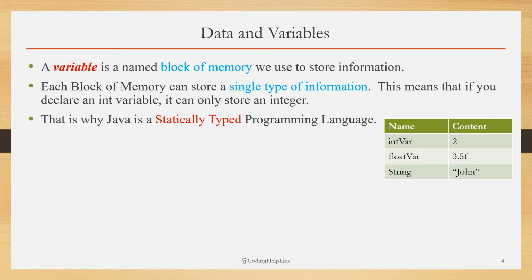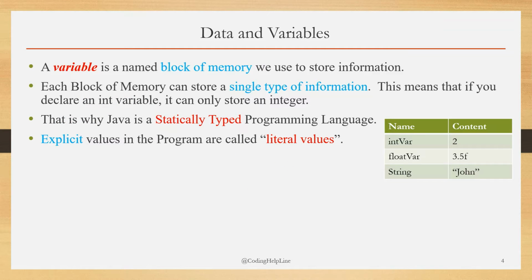That is why Java is a statically typed programming language. That means the Java compiler must know every variable, every type of variable must be declared and associated with some kind of data type.